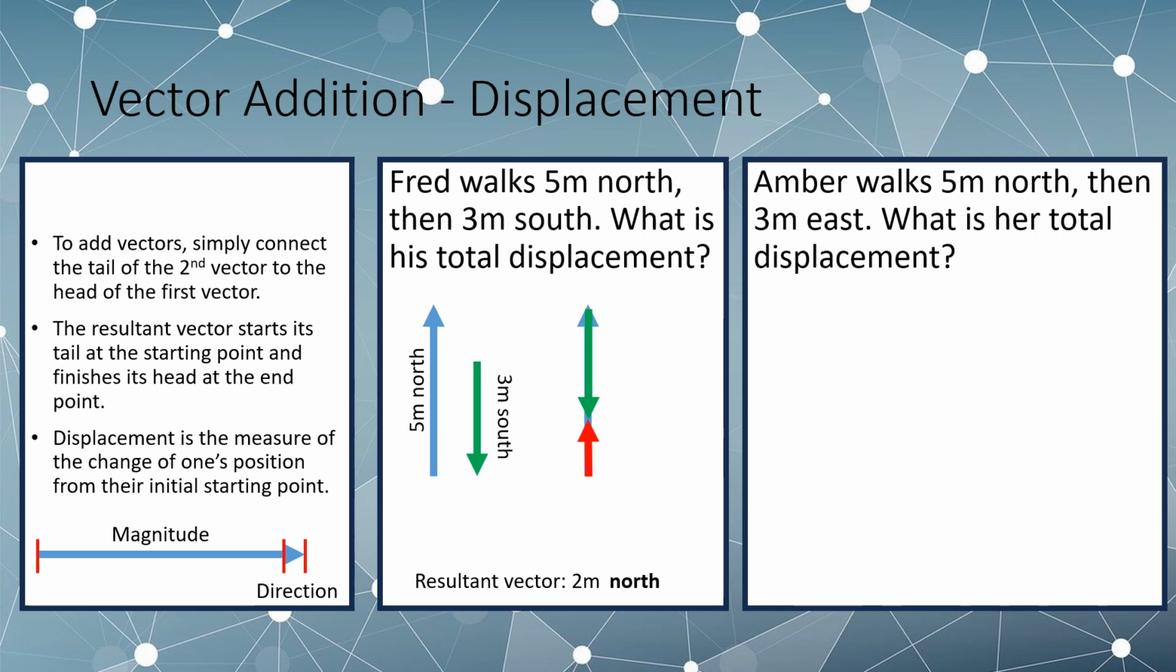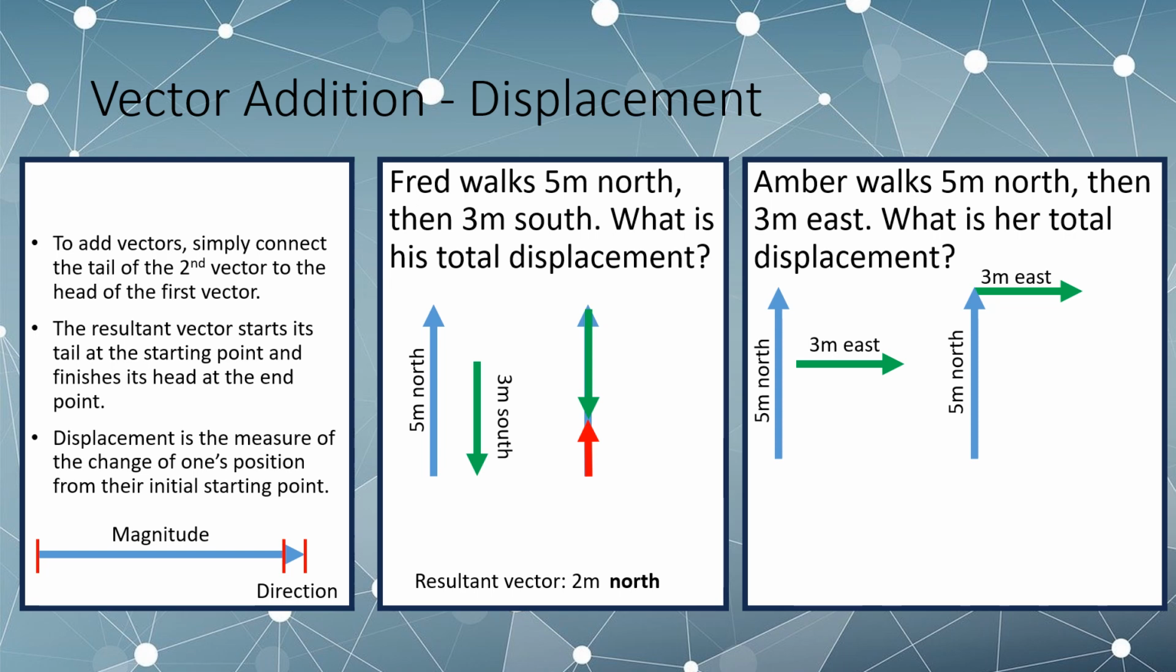Now, this second example is a little bit more complicated. You wouldn't expect to encounter this until advanced grade 10, grade 11 maths or physics. So, Amber walks 5 meters north, then 3 meters east. What is her total displacement? So again, we have our two vectors, one that's 5 meters north and one that's 3 meters east. So, using vector addition, we'll simply connect the tail of the second vector to the head of the first vector. So first they walked 5 meters north, then 3 meters east.